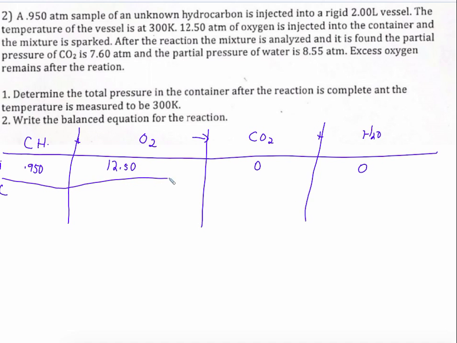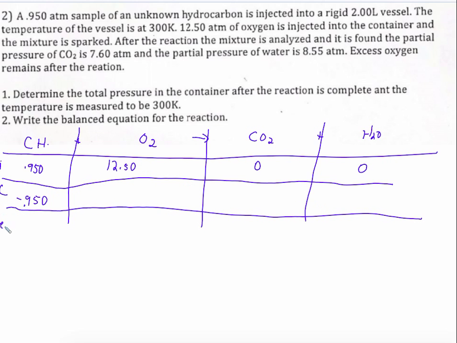Now, they're sparking the container. So after they light this on fire, they said that excess oxygen remains, and that pretty much means that all of the CH4 reacted, so it's going to go down by 0.950. And so that means there's 0 of that left. We don't know yet what this is going to go down by, but it does tell us that this goes up by 7.60 and this goes up by 8.55. So at the end of the reaction we have 7.60 and 8.55.